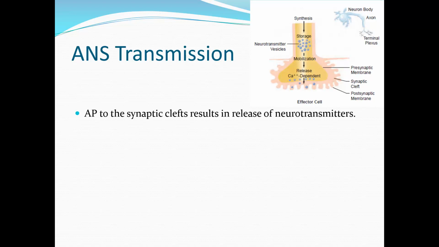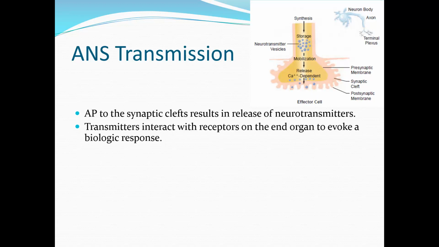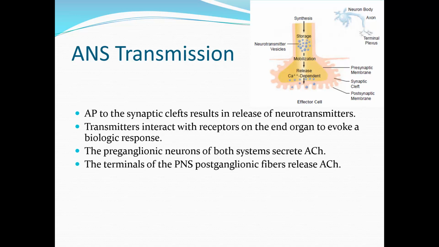So now let's move on to transmission in the autonomic nervous system. An action potential comes to the synaptic cleft, and this results in release of a neurotransmitter. Pretty straightforward. This neurotransmitter interacts with the receptor on the end organ to evoke a response. The preganglionic neurons of both systems release acetylcholine. This is a key point. You're going to be asked about this in multiple test questions.